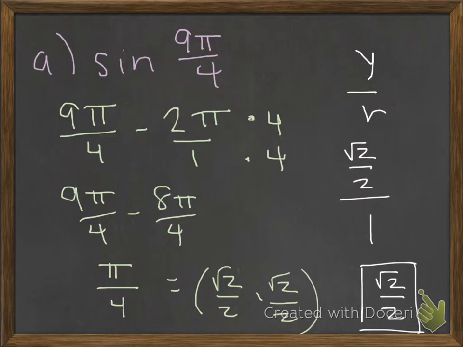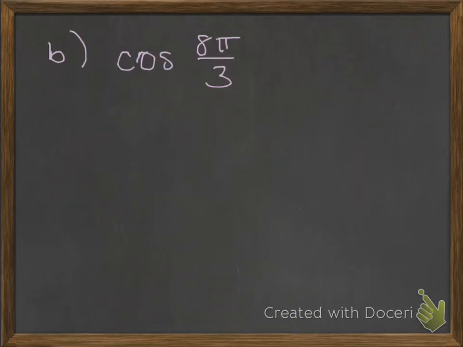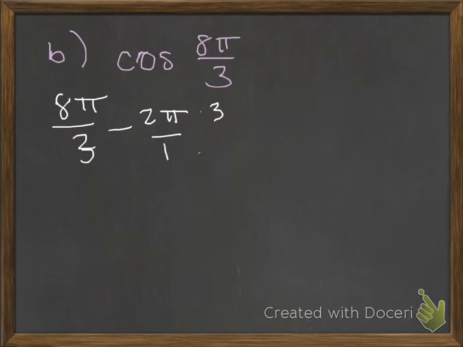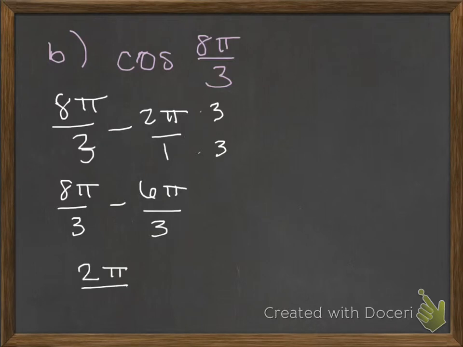So for letter B, I have 8 pi over 3. So again, we start with finding coterminal first. And that means we have to subtract 2 pi. And to get common denominators, we multiply by 3 so that the denominators are the same. So 8 pi over 3 minus 6 pi over 3. So we're looking for 2 pi over 3.